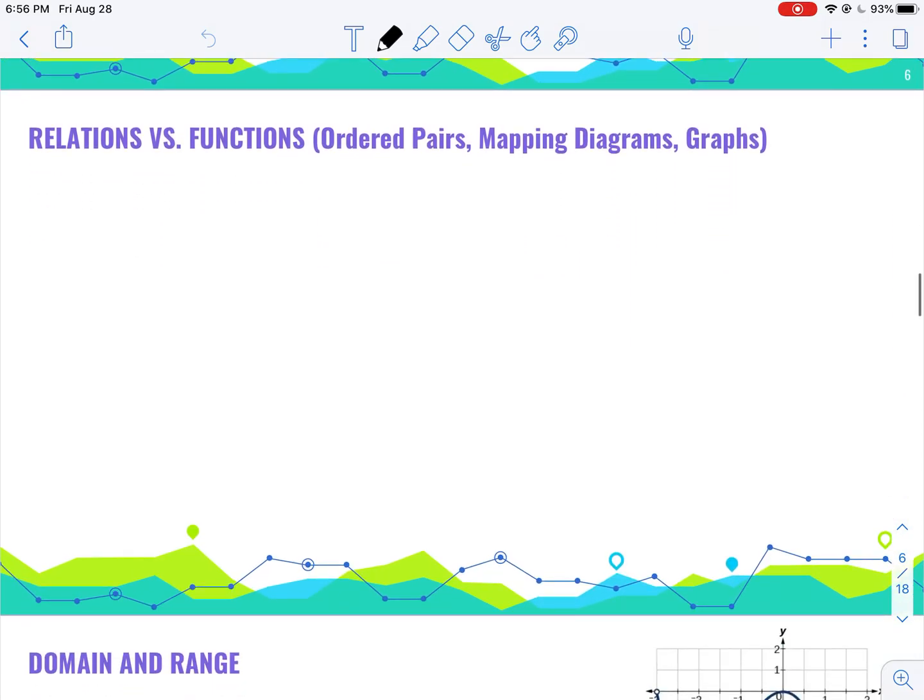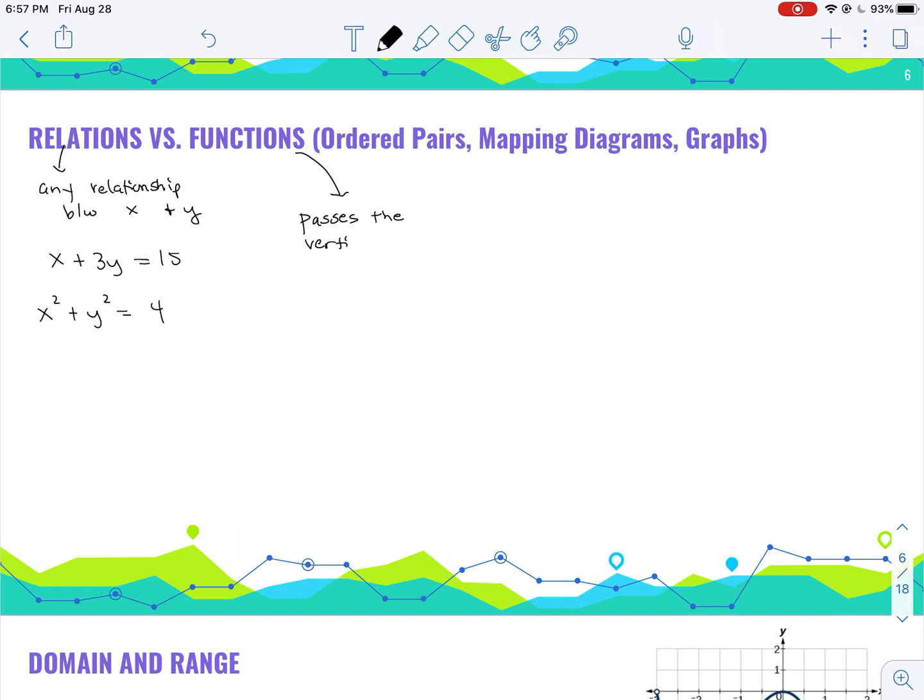So relations versus functions. A relation is any relationship between x and y. For instance, if we had x plus 3y equals 15, we can call that a relation. If we had x squared plus y squared equals 4, we can call that a relation. It's any equation where you have a relationship between x and y. A function is going to be more specific than that. A function is a relation that passes the vertical line test. So that's one way to think about it.